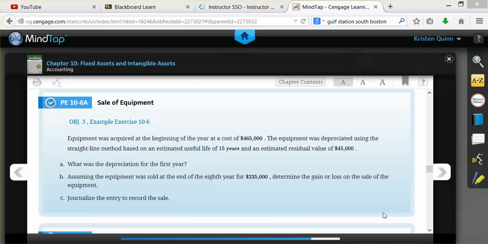In this example, we'll be using practice exercise 10.6a that can be found in your textbook on page 477. We will be determining the depreciation for the first year, book value, and the gain or loss on the sale of equipment, and be journalizing the sale.